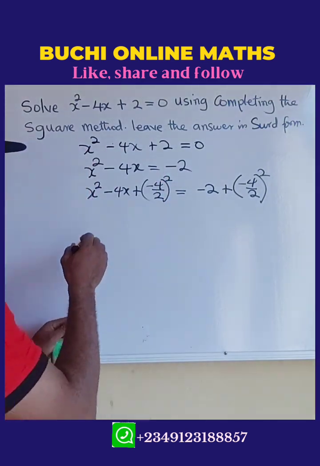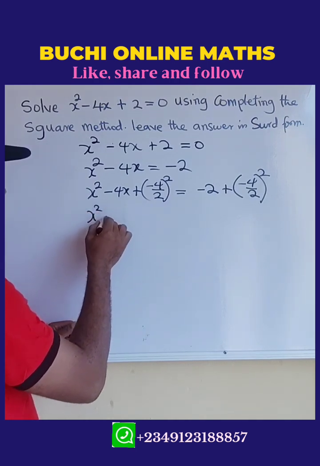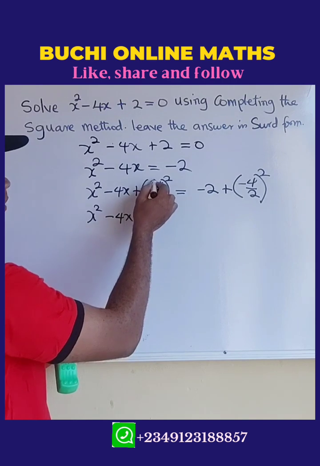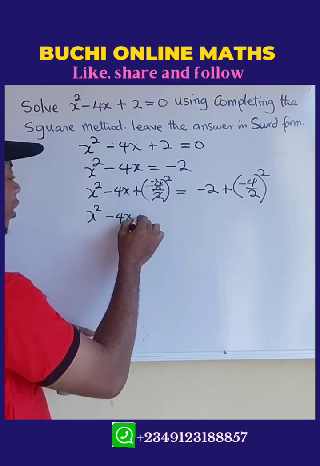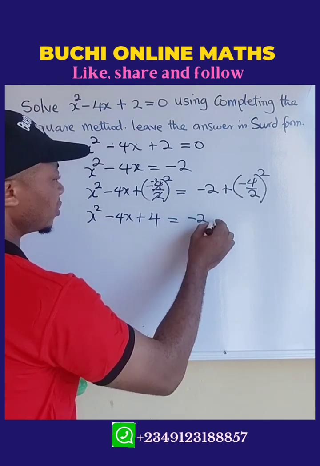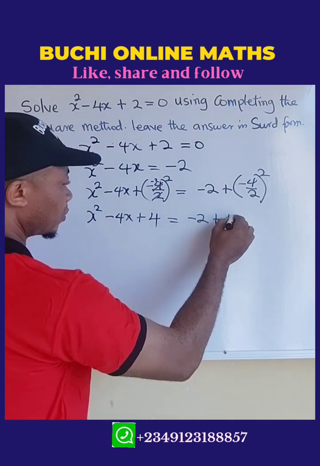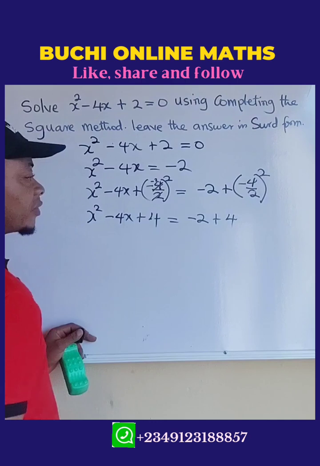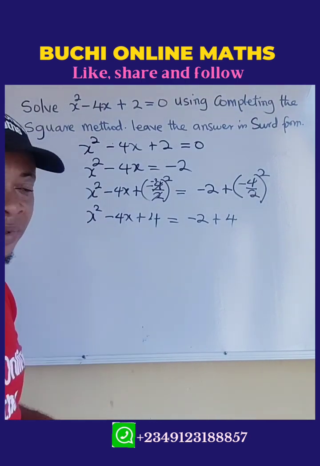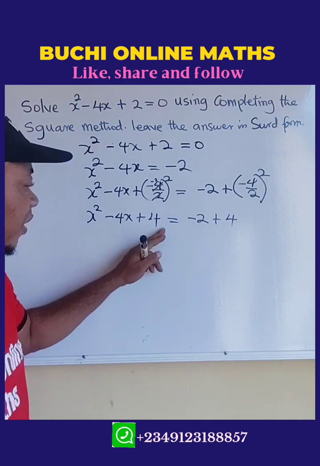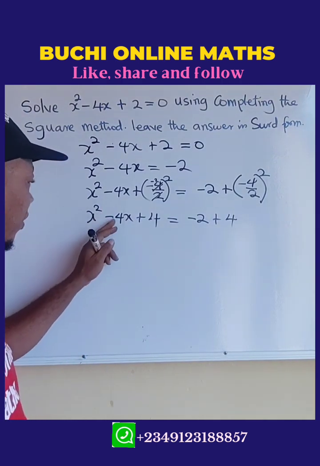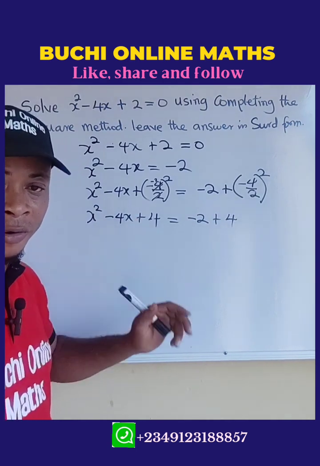Okay, let's continue. We have x squared minus 4x. Minus 4 divided by 2 is minus 2. Minus 2 raised to the power 2 will give us plus 4, equals minus 2 plus 4, because this and this will give us the same thing. Now, having done this, the next step is, when you look at the left-hand side of this equation, we have x squared minus 4x plus 4.